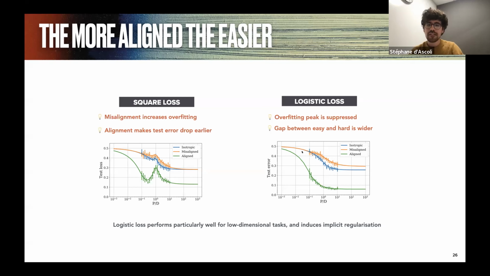And again, if you make the task harder, you see that the test error is going to go up. Here you actually see a larger gap than before, but the gap is even wider if you consider the aligned scenario. So you can see that for the easy dataset case, the test error really goes to a much lower value than for square loss. And this is telling us that logistic loss performs particularly well for low dimensional tasks. And as I said previously, it induces implicit regularization. So really, the loss function has a strong impact, the data structure has a strong impact, and their interaction is non-trivial.